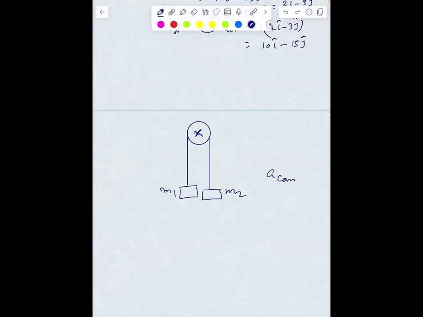Sir, M2 minus M1 by M1 plus M2 whole square into G. Correct. Okay, guys, see. Suppose I have to calculate first. Let it be M1G is acting downward. Tension is upward. So I can write M1G minus T is equal to M1A. And this will be M2G. Tension minus M2G is equal to M2A.